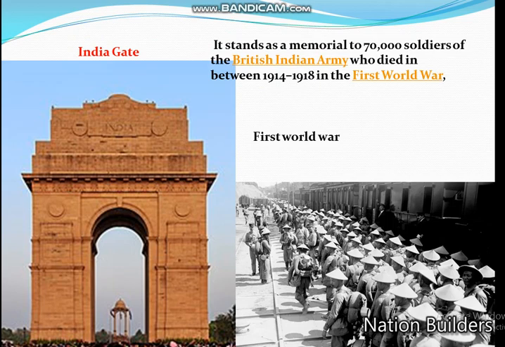This is the India Gate, which is located in Delhi. It stands as a memorial to 70,000 soldiers of the British Indian Army. The Indian Army belonged to the British, as British rule was there. That is why it was called the British Indian Army. These soldiers died between 1914 and 1918, in the First World War. The India Gate stands in Delhi in their memory. If you visit Delhi, you must visit the India Gate. This is a picture of the First World War, so we will see about the First World War and its impact in this point.